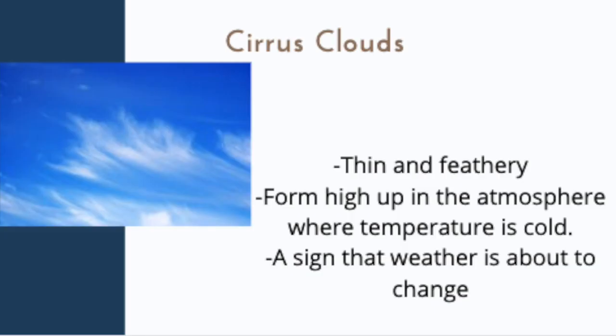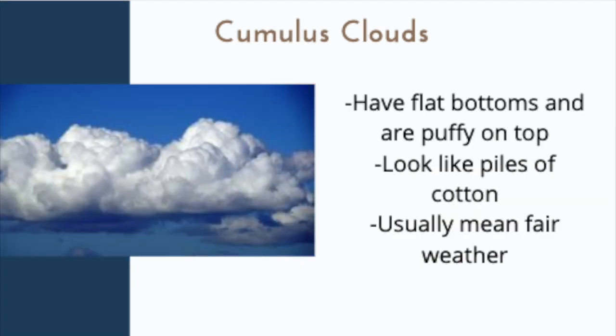The first cloud type is cirrus. These are thin and feathery. They form high up in the atmosphere, where the temperature is cold. If you look up and see these clouds in the sky, that is a sign that the weather is about to change. The next type of cloud is a cumulus cloud.